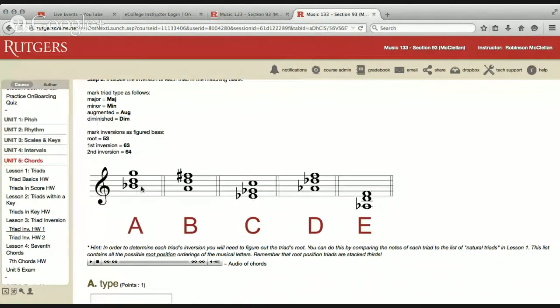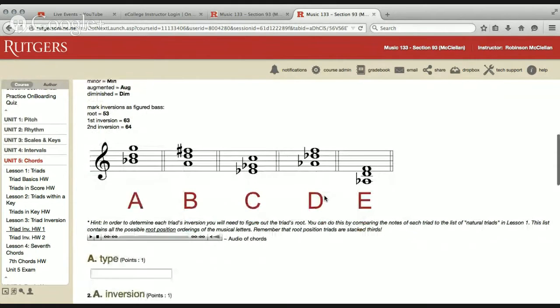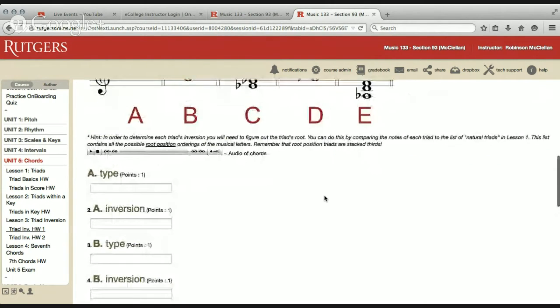So we have a third and then a sixth, and that's a 6/3. Here we have a fourth and then a sixth, 6/4. Third and then a sixth, 6/3, and so on. It's very simple. Then, as a matter of memorization, I think the easiest way is just to remember 6/3 is first inversion, 6/4 is second inversion. And as you get used to it, that'll become more and more familiar. But that's pretty much how you do this homework.